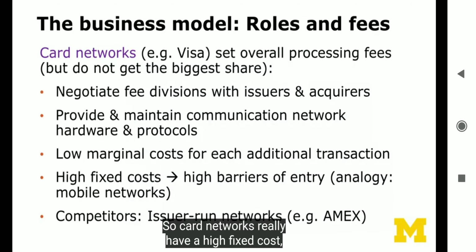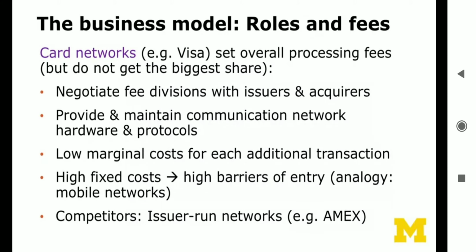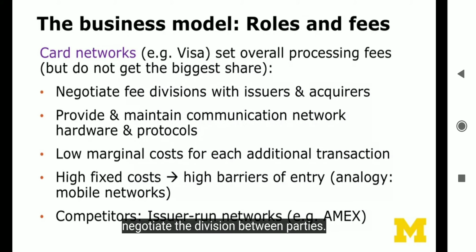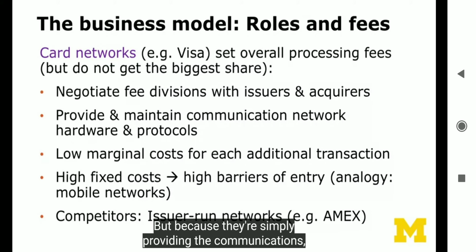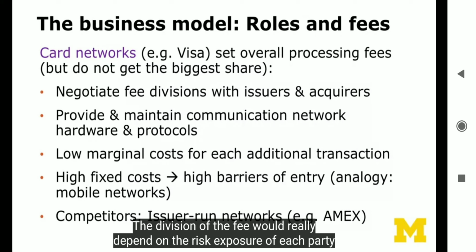So, card networks really have a high fixed cost, low marginal cost business model, making entry by new players very difficult. They also set the overall fee structure for transactions and negotiate the division between parties. But because they're simply providing the communications, they don't get the biggest piece of the pie. The division of the fee would really depend on the risk exposure of each party in this transaction.